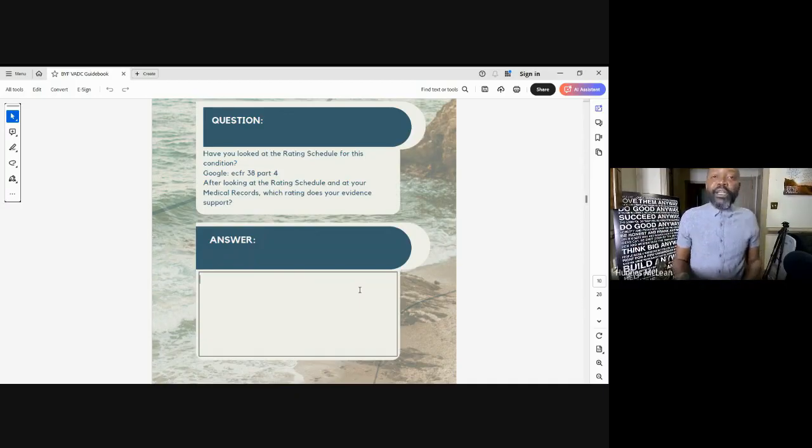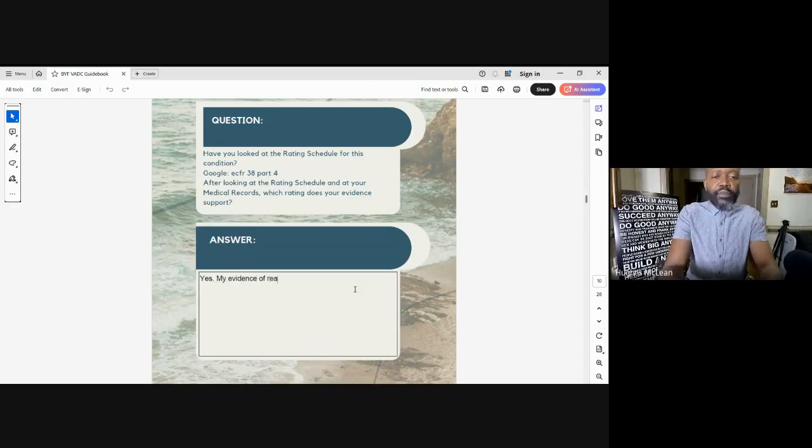And when that is the situation, diastolic predominantly 110 or more, or that systolic, it has to be one or the other. It does not have to be both. The diastolic has to be 110 and above consistently, or the systolic has to be 200 or above consistently for that 20% rating. So in this situation, after looking at the schedule, which rating does your evidence support?